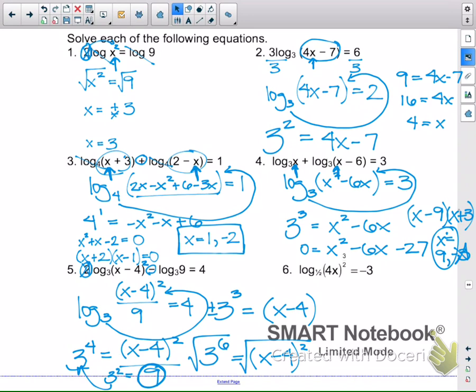So right now what I have is x minus 4 is equal to positive or negative 27, which means I'm going to get two answers. 27 plus 4 gives me what? 31. Negative 27 plus 4 is negative 23. Is negative 23 okay? No, because if I do negative 23 minus 4, it's going to be a negative number, and I can't take the log of that.